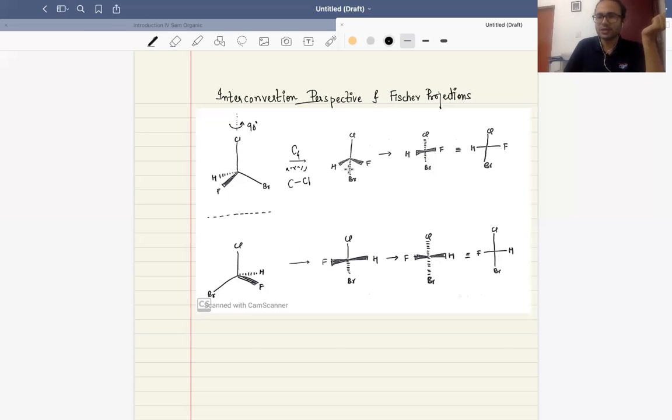Now what you have to do is just push this CCl bond a little backward. What happens? It automatically becomes a dotted line, and the other bonds you do not touch. Once you reach this particular state, once you make this particular molecule, it is very easy to convert into the Fischer projection formula.